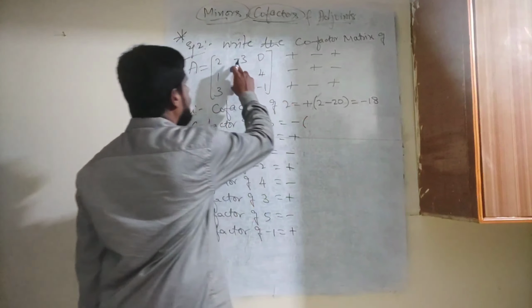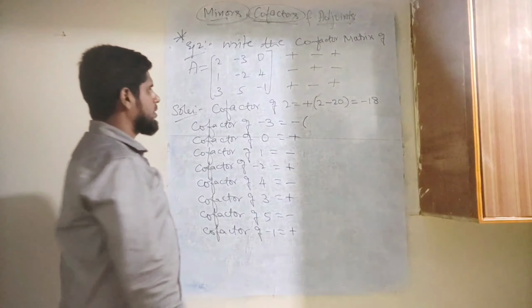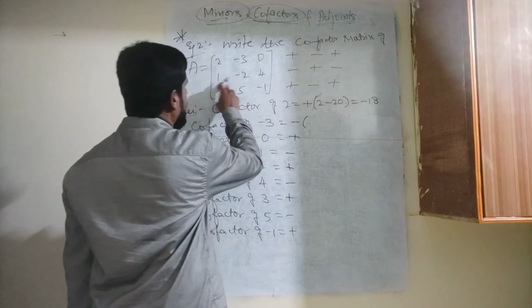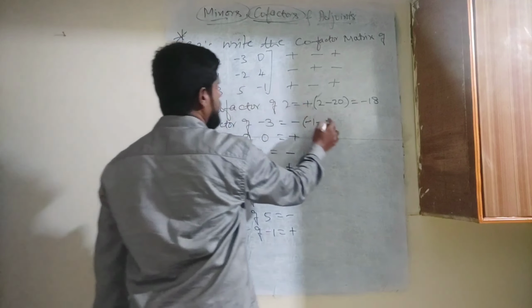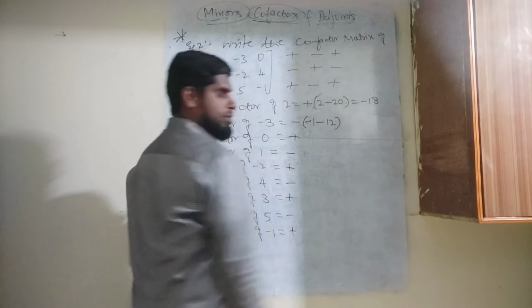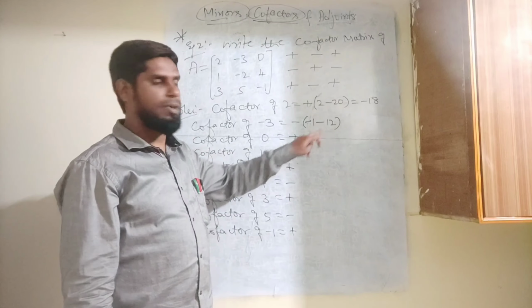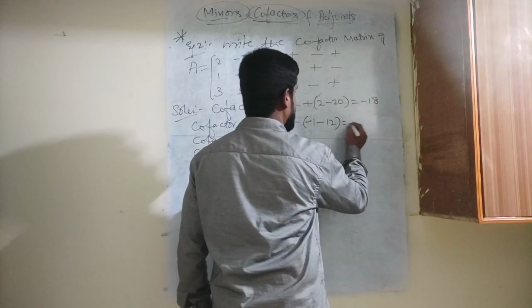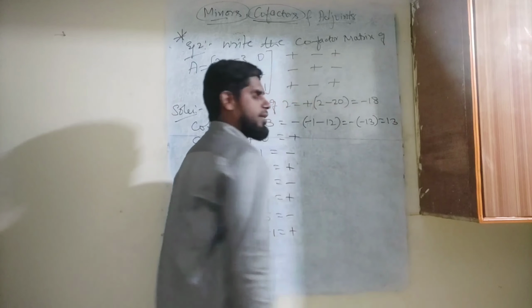Next, cofactor of -3: 1 into -1 is -1, and -3 into 4 is -12. So students, here -1 minus 12 is -13. So this is minus of -13, it's +13 is the answer.